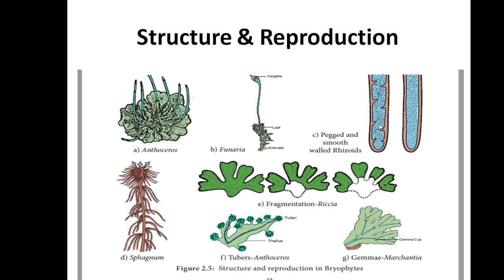This one is pegged, so there are ups and downs here and there, but here it is smooth. It is a smooth-walled rhizoid. This is the pegged wall of the rhizoid. Okay, this is Sphagnum, and this is a gemma, a round cup-like structure produced from Marchantia. This tube-like structure with small round horn-like structures is called Anthoceros.